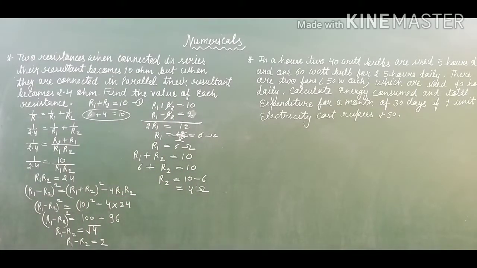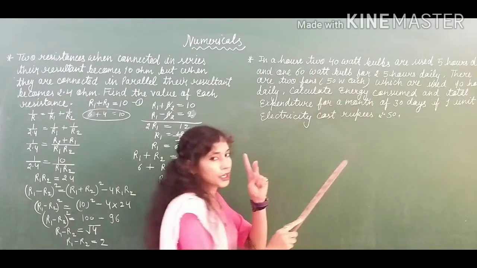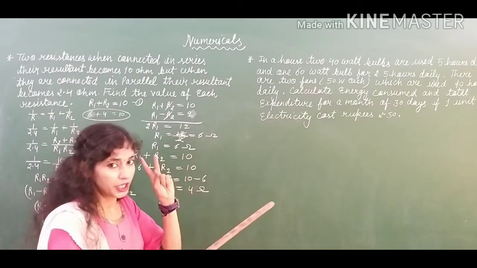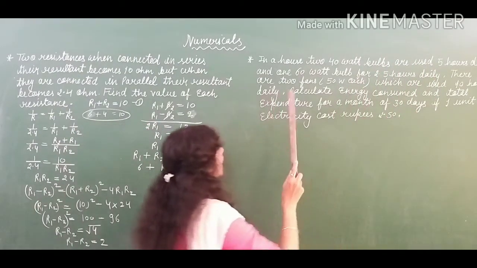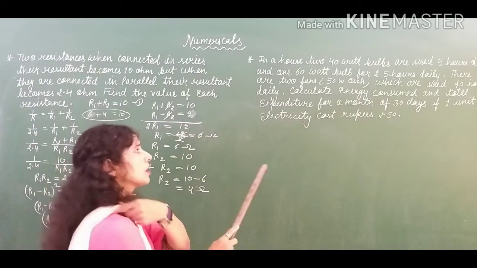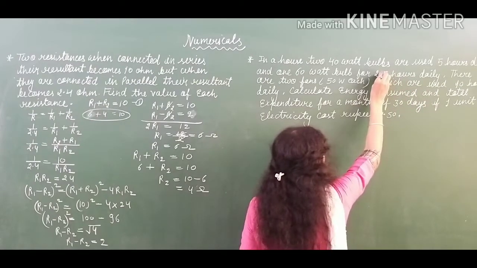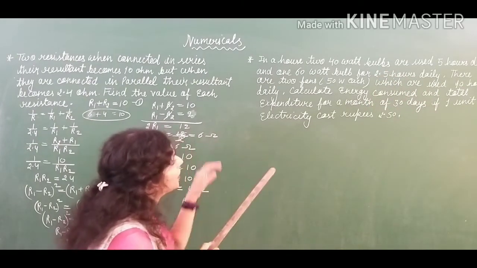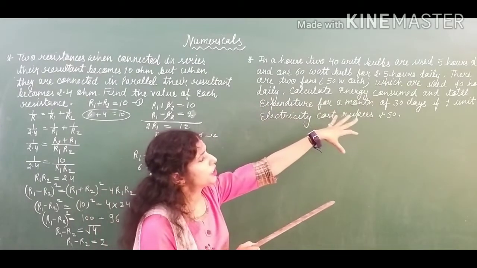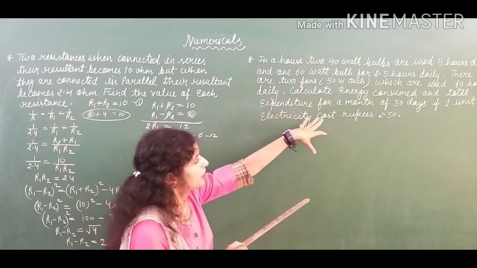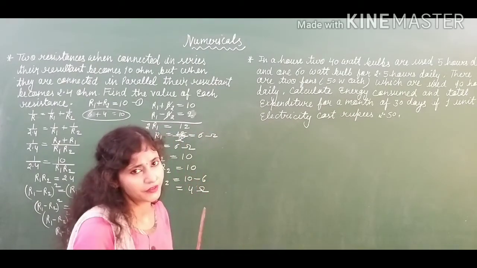Now our next question: in a house, two 40 watt bulbs are used 5 hours daily, and a 160 watt bulb for 2.5 hours daily. Now there are 2 fans, 50 watt each, which are used 10 hours daily. Calculate the energy consumed and the total expenditure for a month of 30 days if 1 unit of electricity costs rupees 2.50.